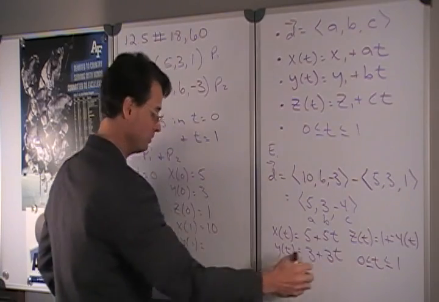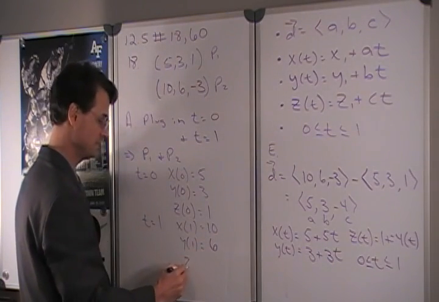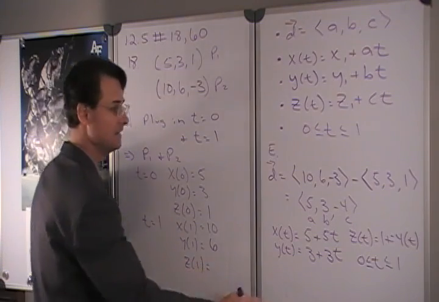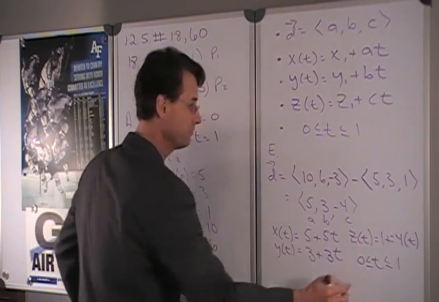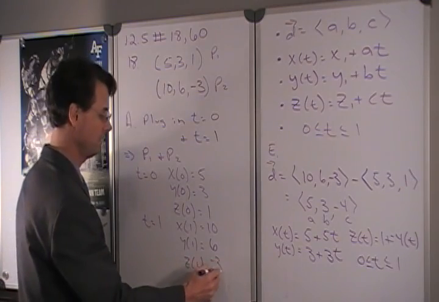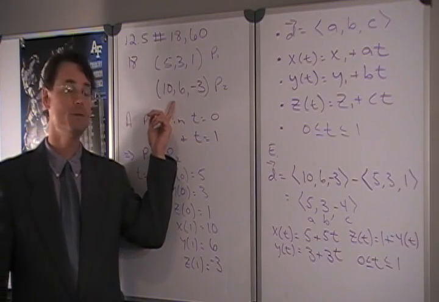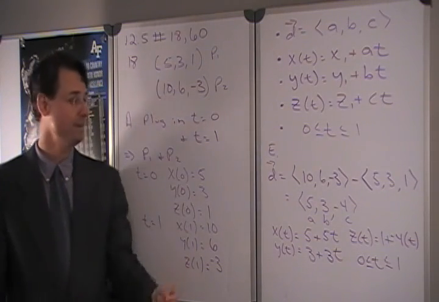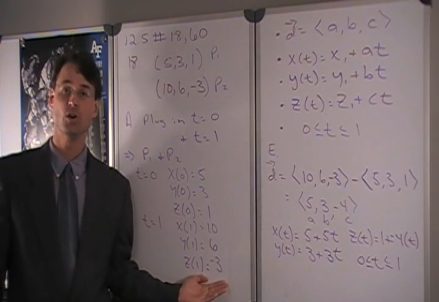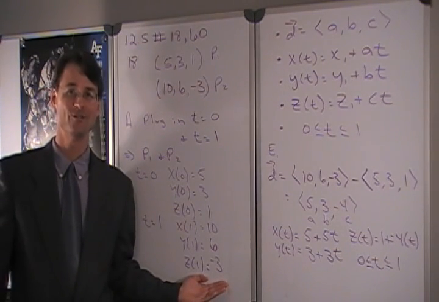Y is 3 plus 3, or 6. And z is 1 minus 4, or -3. And indeed we do get our second point back, (10, 6, -3). So our assessment shows that our solution is correct.